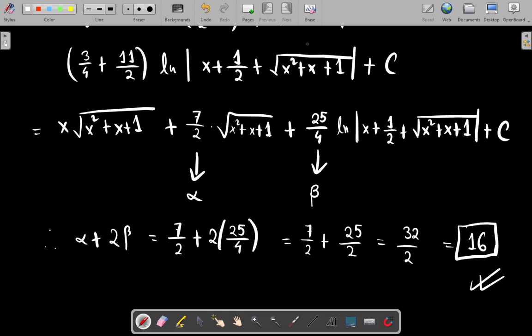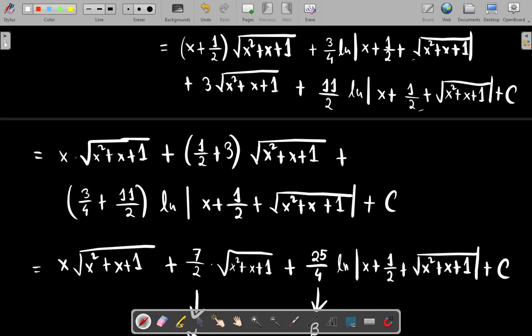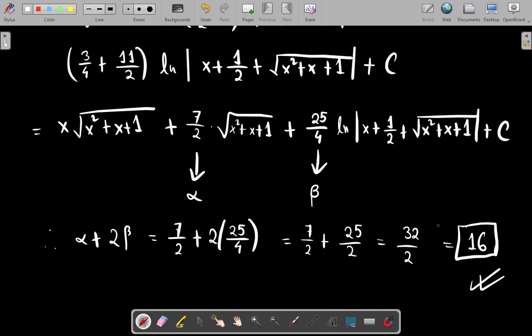So this is the required answer. You see if there is any mistake in any of my steps or in my answer. But I believe this is the required answer. If there is any mistake in any of my steps, or if you know any shorter methods, you can highlight them in the comments.